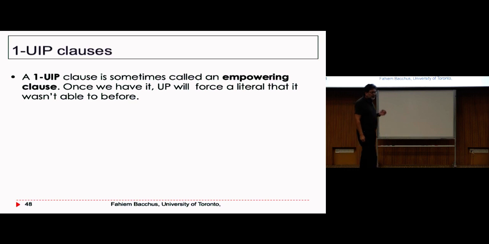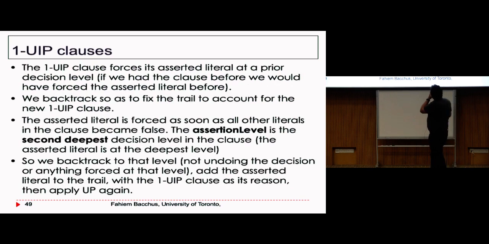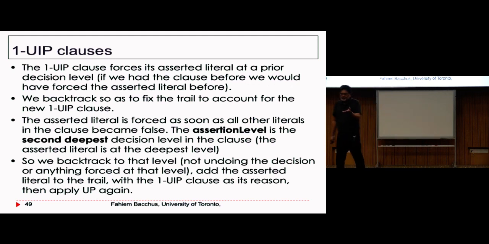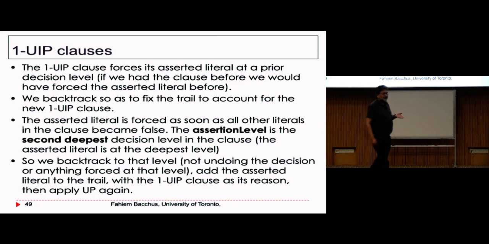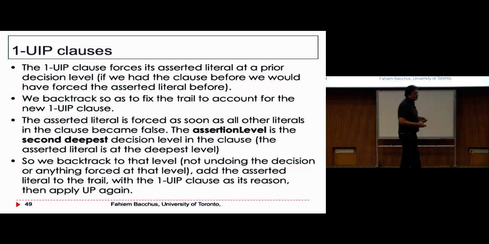They're called unit empowering clauses because basically what they do is they increase or improve the power of unit propagation. So every time you add one of these clauses, unit propagation can now conclude something that it couldn't conclude before. Okay? So what you do then is, like I said, you take this deepest literal and you look at the second deepest literal in the clause and you backtrack to that level and then you force that clause by unit propagation and you continue on.